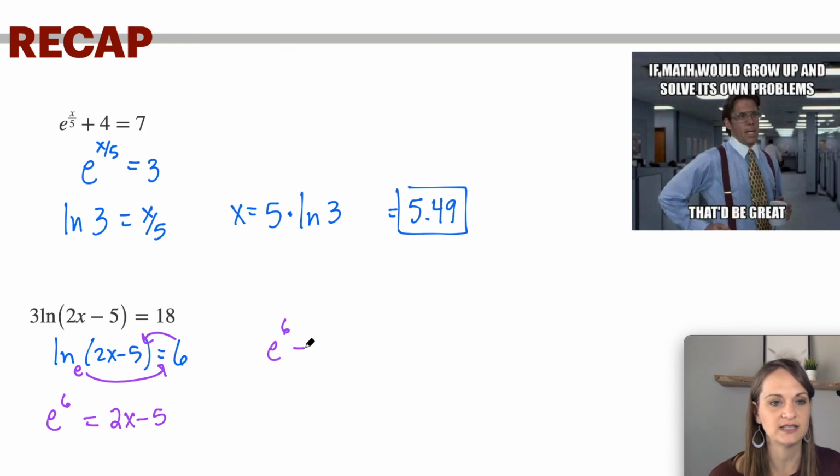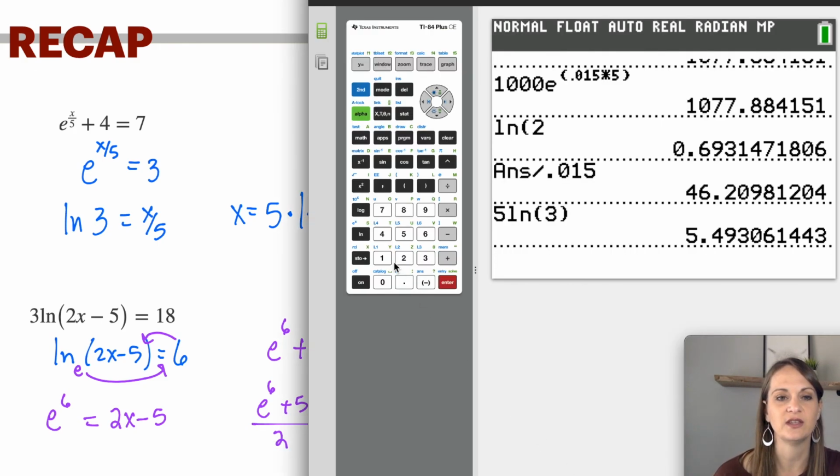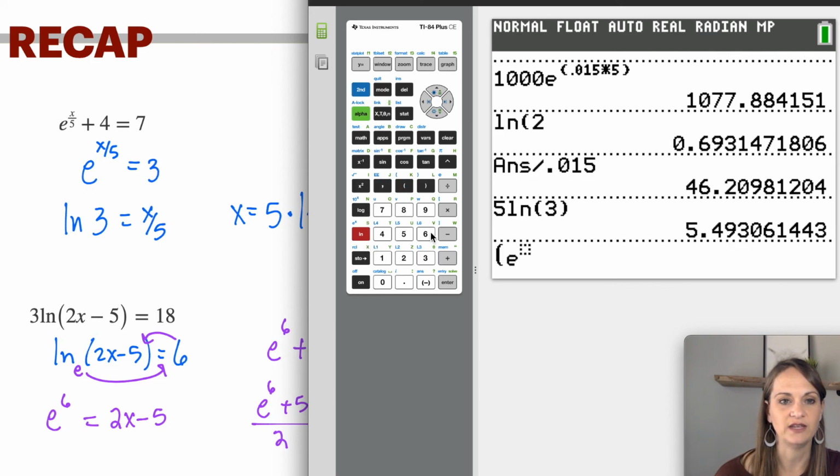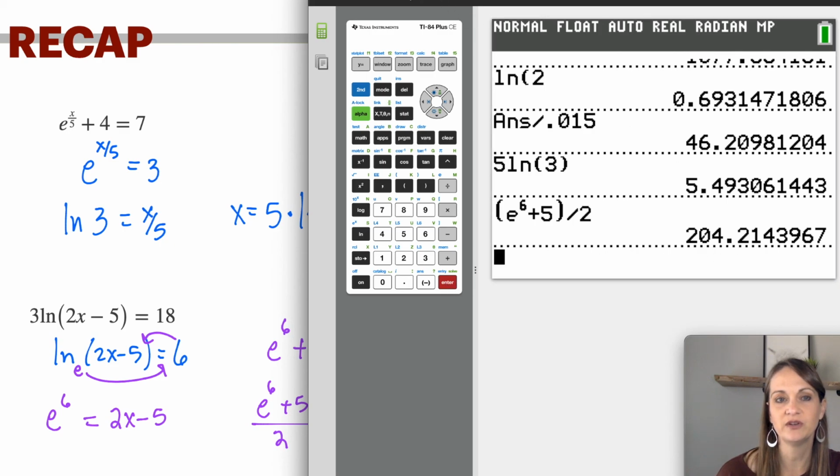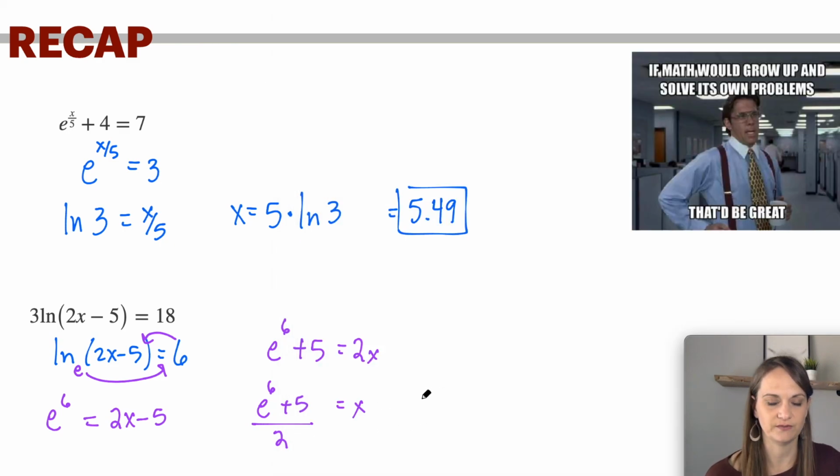So it'll be e to the 6 plus 5. And then to solve for x, I'm going to divide by 2. So e to the 6 plus 5 divided by 2. So I'm going to type all that in at once. So parentheses, second natural log of e to the 6 plus 5, and then divide that entire numerator by 2, and I'll get 204.2 as my answer.